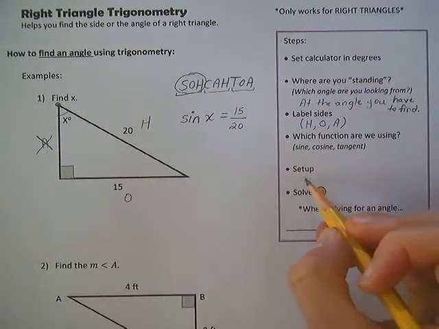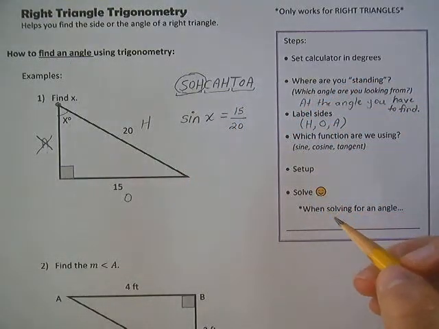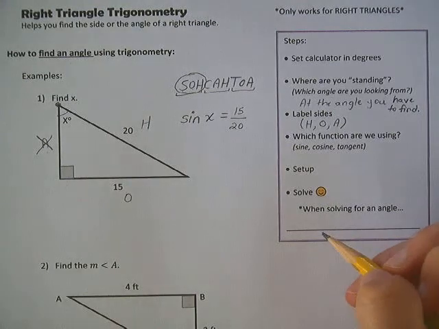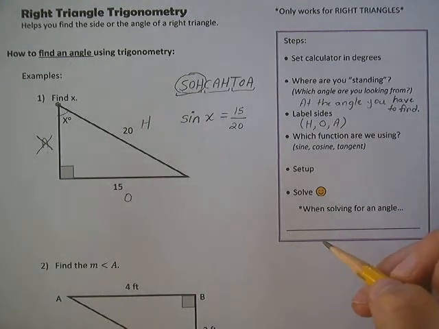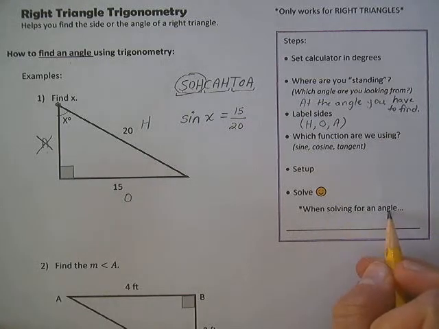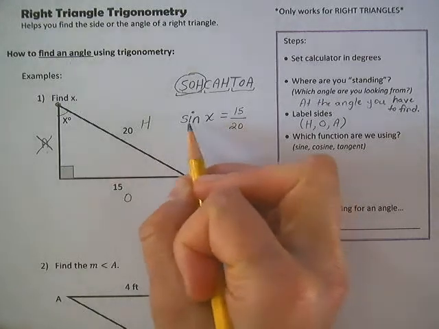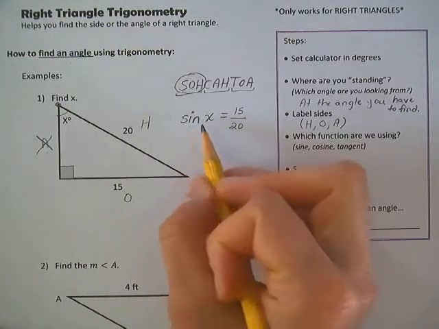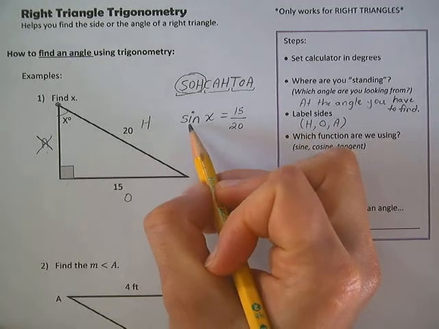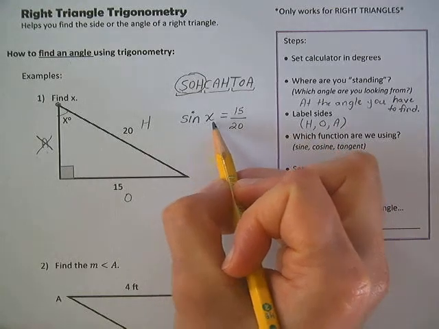And so that is the setup of the problem. And now we finally get to talk about how I actually solve this problem. Well, when you're solving for an angle, if you remember yesterday, I kept saying that these two things, the angle and the function, go together, okay? And so this would technically be the sine of x.